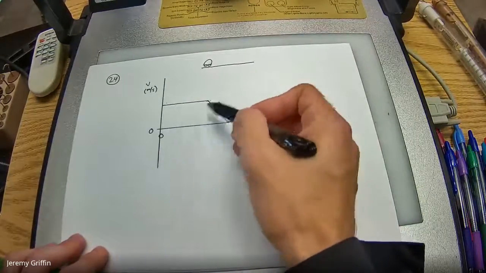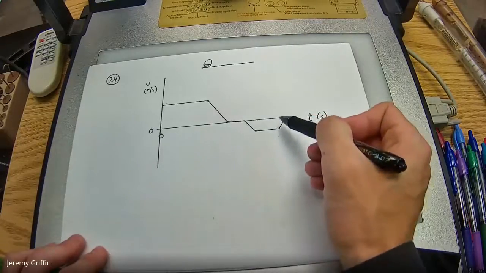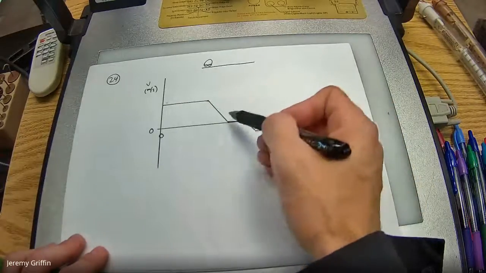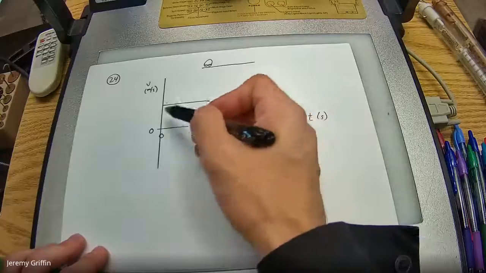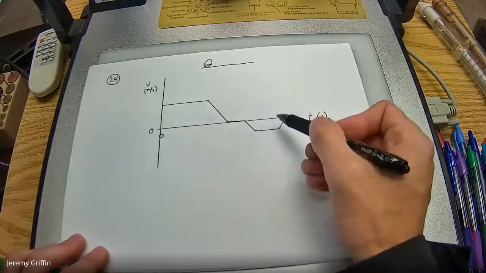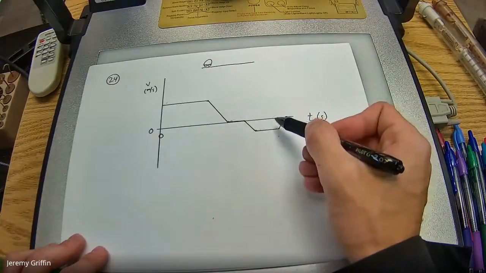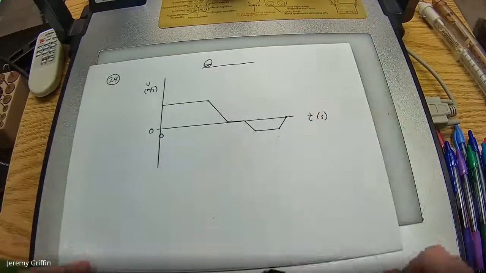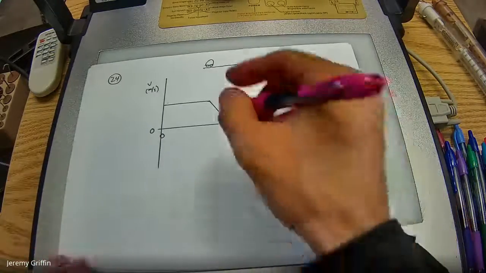Look at this trapezoid compared to this little tiny trapezoid. Is this a huge positive area? So that represents a huge distance forward. Now here he's backing up, but it's only a little tiny area, so it's a little tiny number of meters. Right? But your book asks questions more like this.